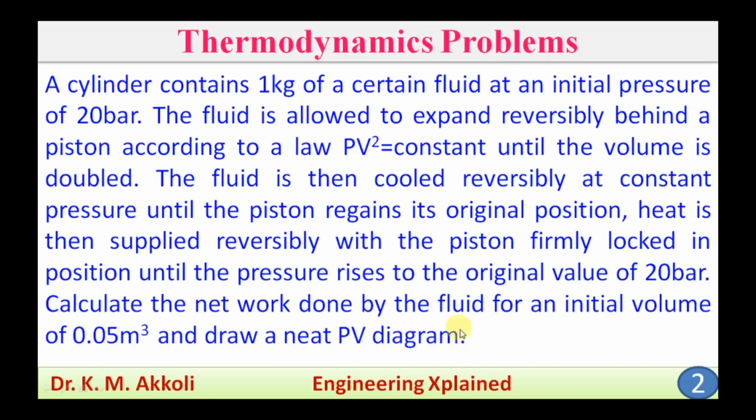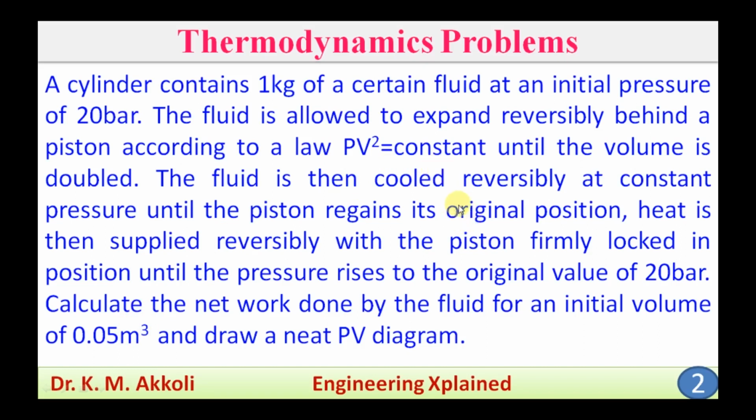Here in this one, there are three processes taking place. The first one is PV raised to 2 is equal to constant, that is a polytropic process with the initial pressure of 20 bar and volume of 0.05. That process takes place till the volume is doubled. That is the first process.